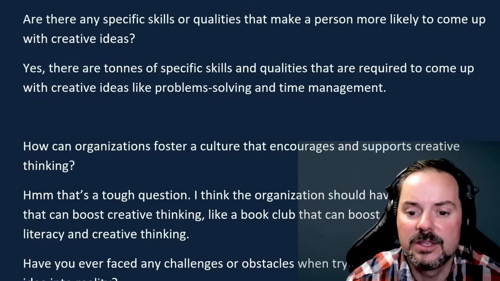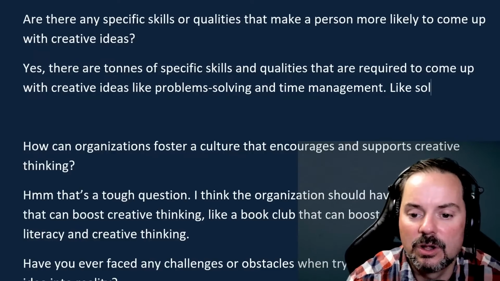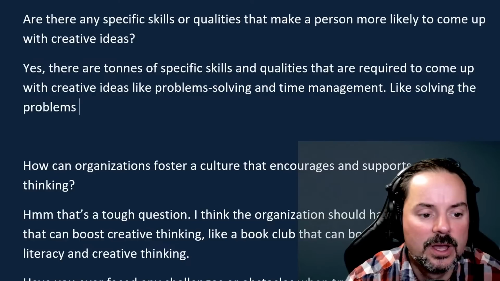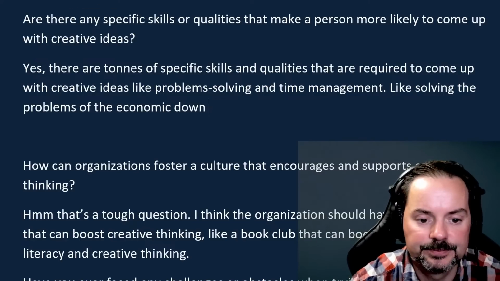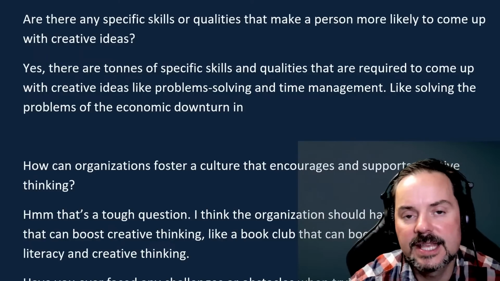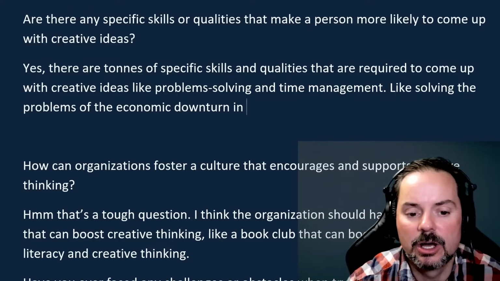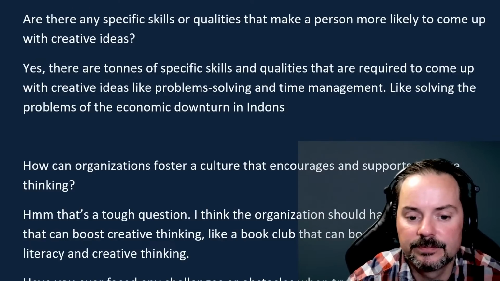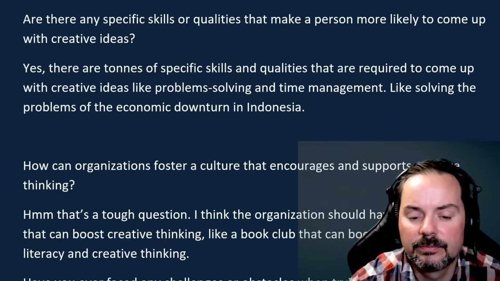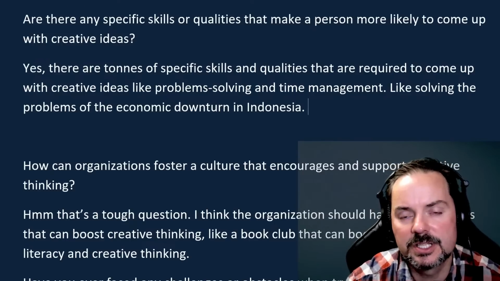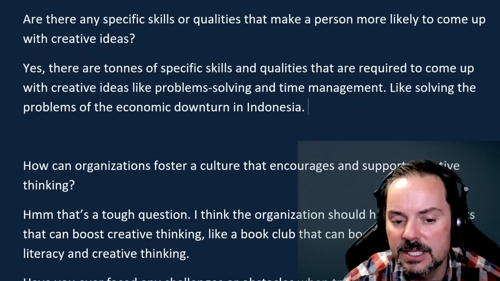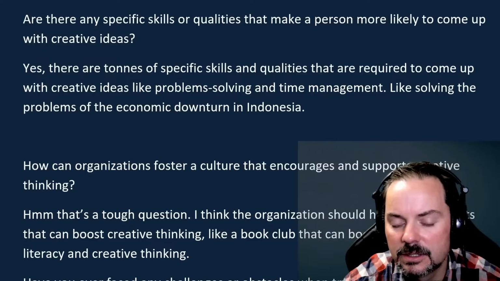Okay, and then you said solving the problems of the economic downturn in Indonesia, right? Yes, sir. What's an example of a solution to the economic downturn in Indonesia? I said before, establish a business like the handcraft business. Sorry, I didn't quite catch the pronunciation on the first word that you said. Studies business? What kind of business? Develop a business like handcraft business.